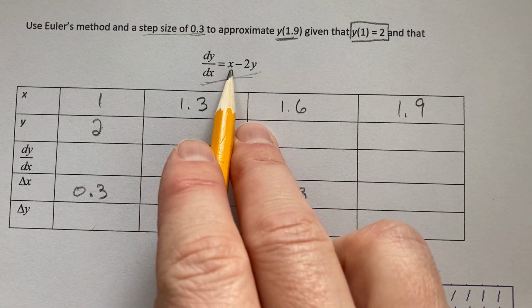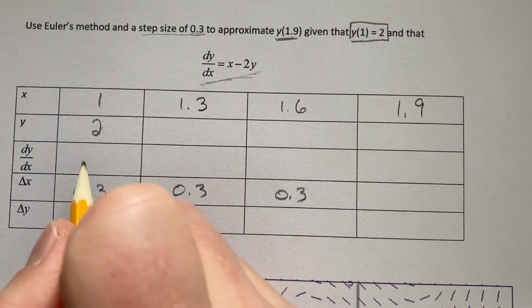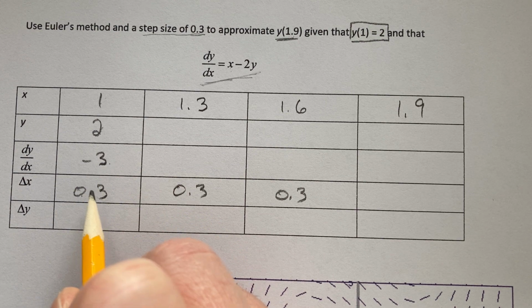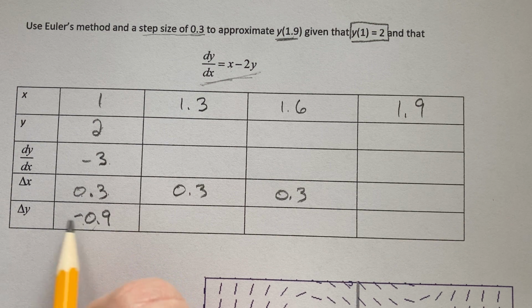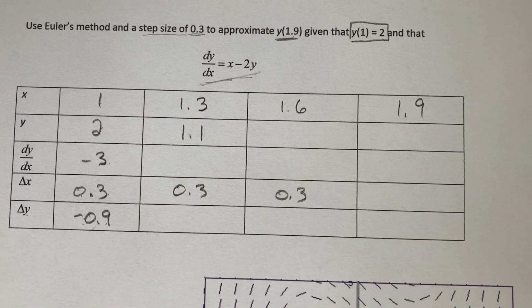So our derivative is 1 minus 2y. 1 minus 2 times 2 is a negative 3. If I do negative 3 times 0.3, I get a negative 0.9. That's how much the y changed in that jump. When we jumped from 1 to 1.3, our y came down negative 0.9. And so that brings it to a value of 1.1.